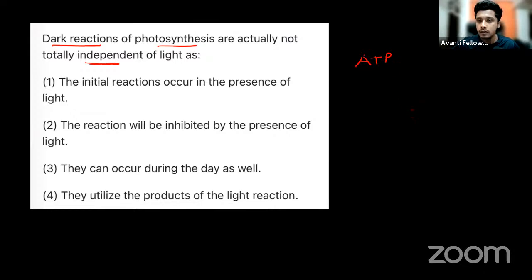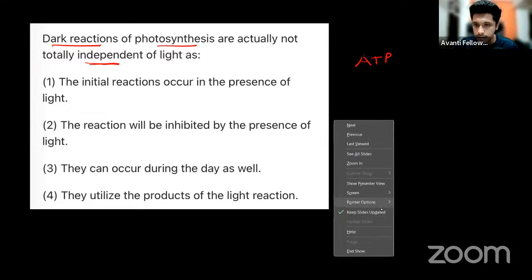Okay. I think the pen ink I have to change. Okay, because some people cannot see. Give me a second.